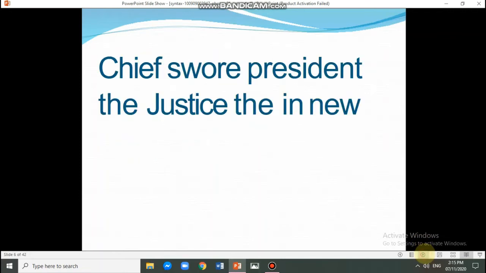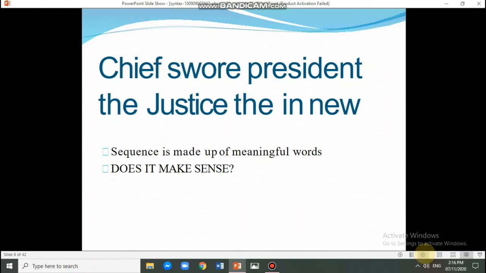Example: Chief swore President the justice the in you. So you may wonder what it means. They said that the sequence is made up of meaningful words. But does it make sense? So these are meaningful words. Chief is a meaningful word. These are all meaningful words. However, does it make sense?